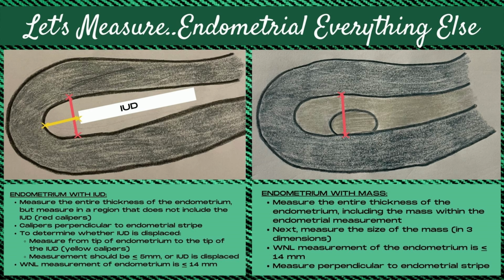So if the mass makes that bigger than 14 millimeters, this is demonstrating that the endometrium is thickened by that mass. You want to measure perpendicular to the endometrial stripe, and you want to ensure that your endometrial stripe is elongated from fundus to cervix.